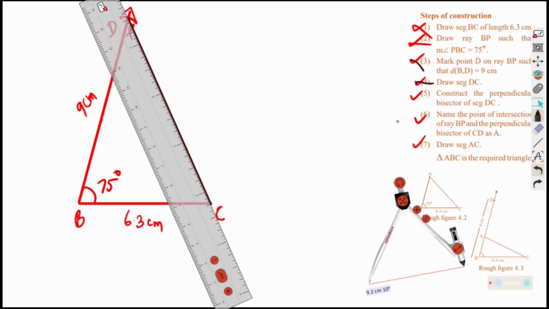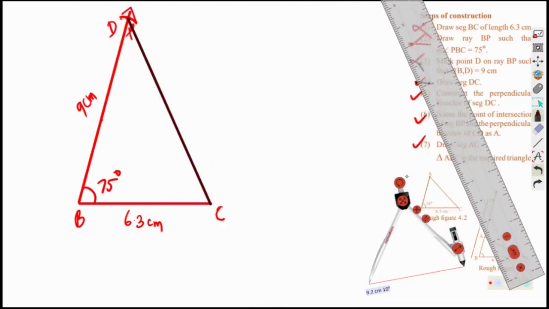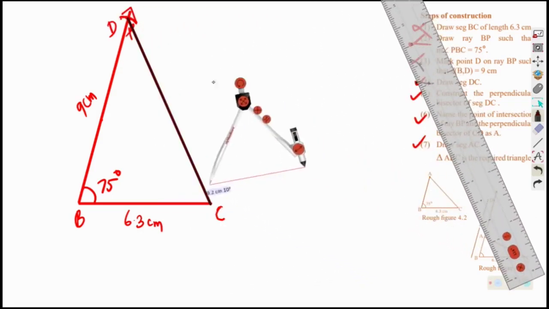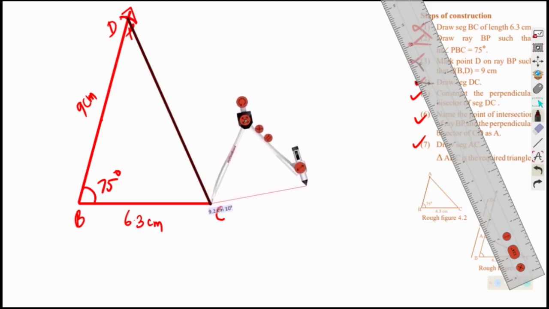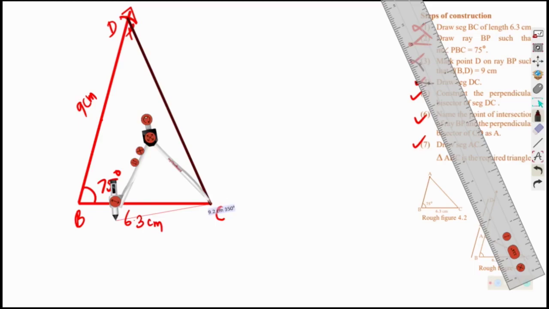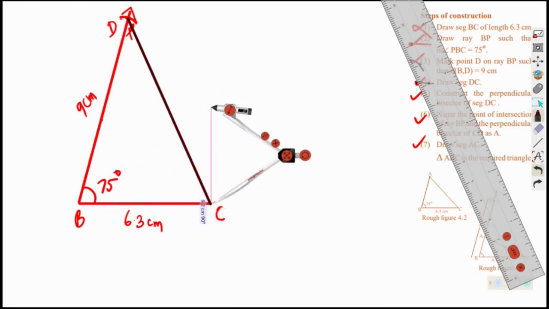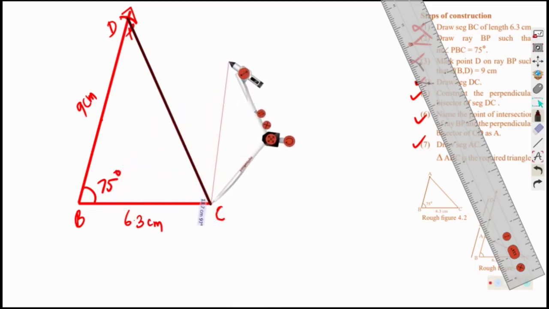but 9 centimeter is not the size. It is the total of BA and AC. ये हमको question में दिया है. So what we will do now, we will draw a perpendicular bisector for DC. For that I need the compass again. I will put it here, more than half of the size, and I have to expand it for that purpose. Okay, I'll just expand it.